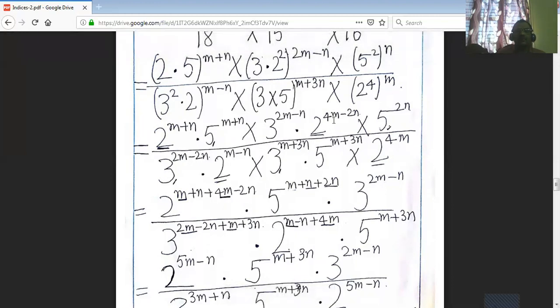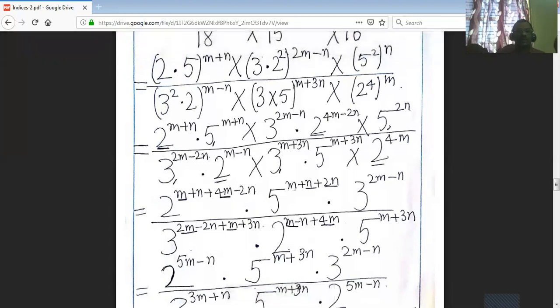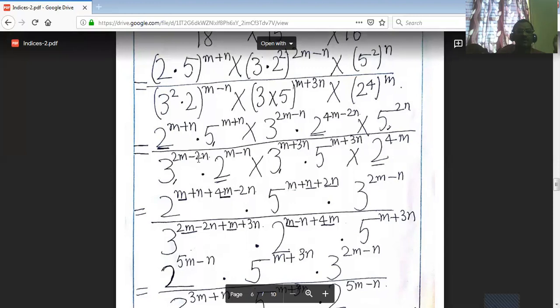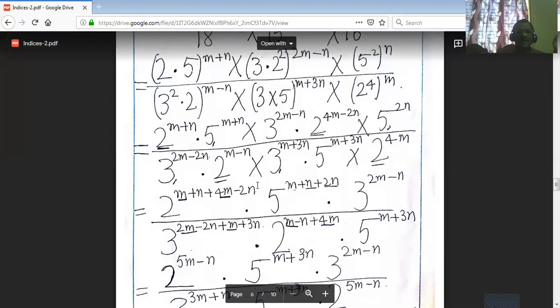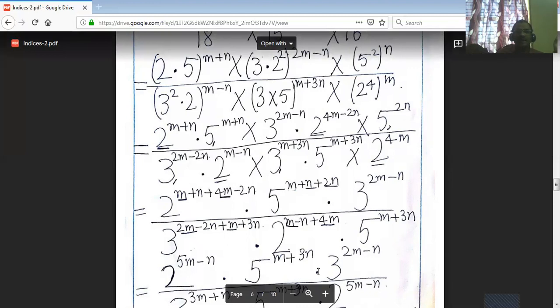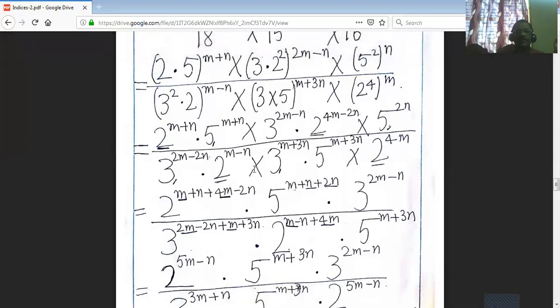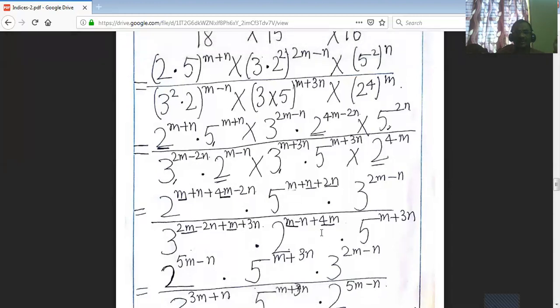This 2 power 4m minus 2n is combined here, and the numerator is simplified. Now this is 3 to the power of 2m minus 2n. Now this m plus 3n is added here. Now 2 to the power of m minus n is taken here, and 2 to the power of 4m, m minus n plus 4m. Look at this, I have applied the formula a to the power of n into a to the power of m is equal to a to the power of m plus n.